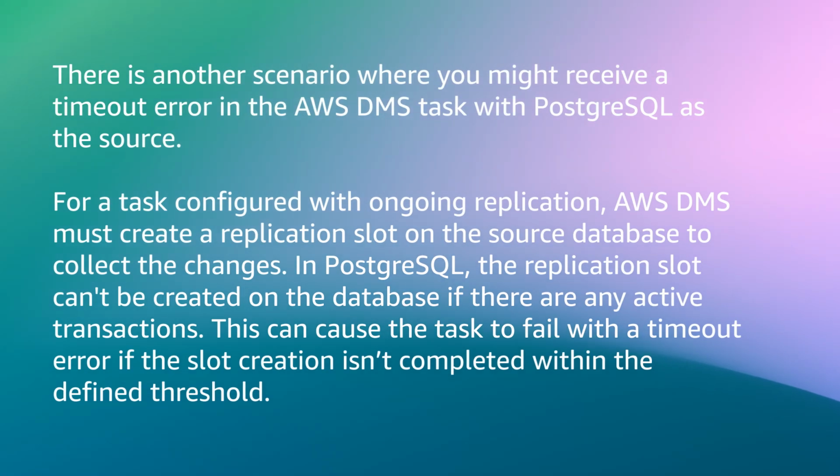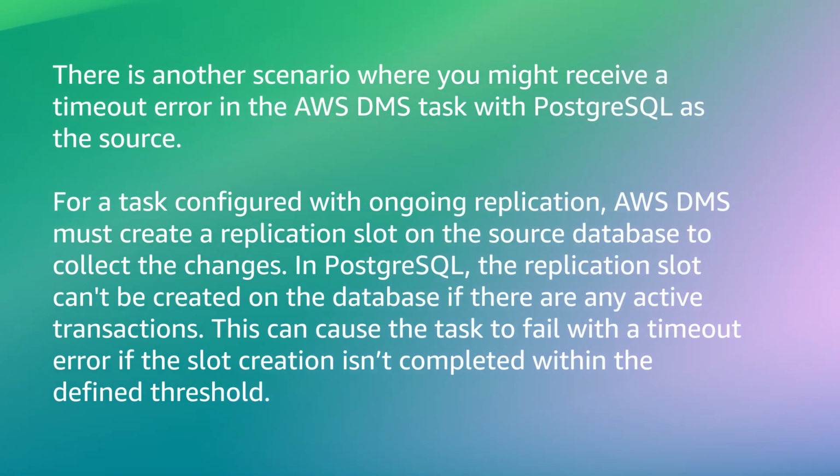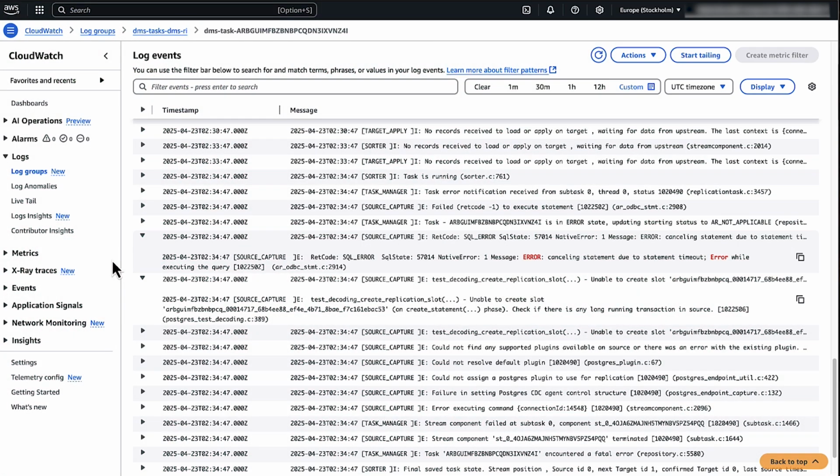There is another scenario where you might receive a timeout error in the AWS DMS task with Postgres as the source. For a task configured with ongoing replication, AWS DMS must create a replication slot on the source database to collect the changes. In PostgreSQL, the replication slot can't be created on the database if there are any active transactions. This can cause the task to fail with a timeout error if the slot creation isn't completed within the defined threshold. If the timeout occurred during replication slot creation, then you will see errors such as the following.